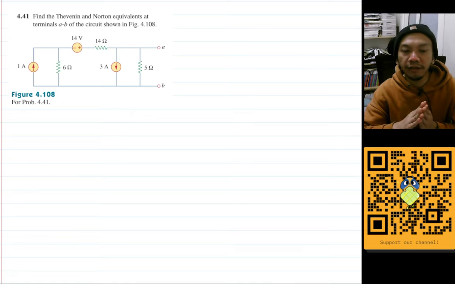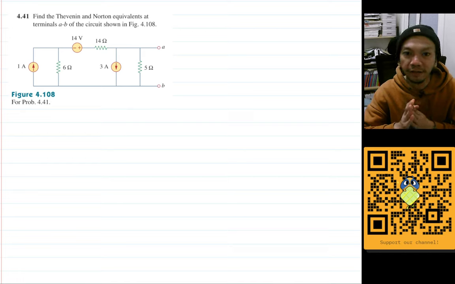Hello, my name is Ardi, and we are going to solve problem 4.41 from Sadiku book. Find the Thevenin and Norton equivalents at terminals AB of this circuit.